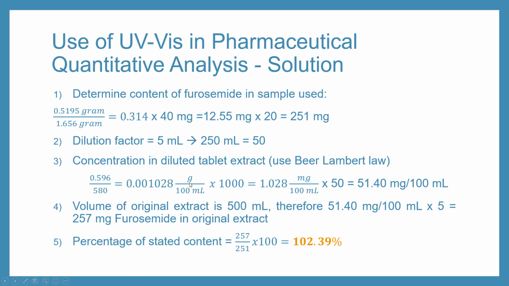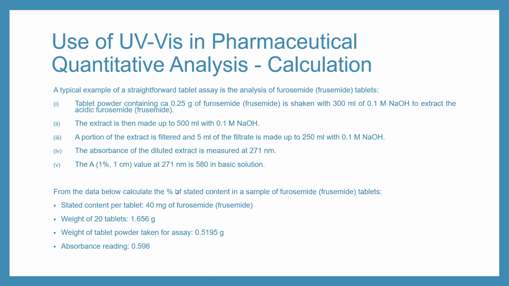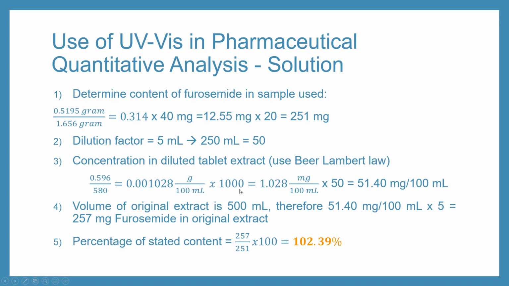We want to go from grams per 100 mils to milligrams per 100 mils because, again, we know that our answer should be in milligrams because we need to be able to compare it to this. So to go from grams per 100 mils to milligrams per 100 mils, we times 1000. And that will say that there's 1.028 milligrams per 100 mils. We now factor in our dilution factor. Okay, so we're going from our diluted sample to our stock sample essentially.